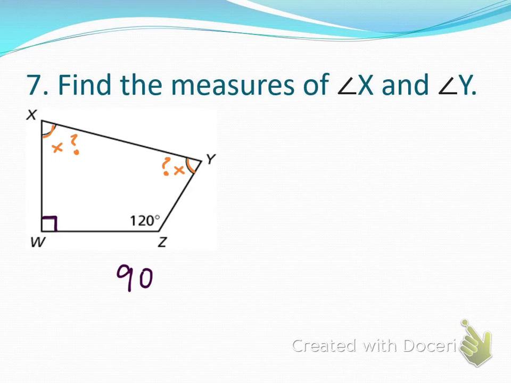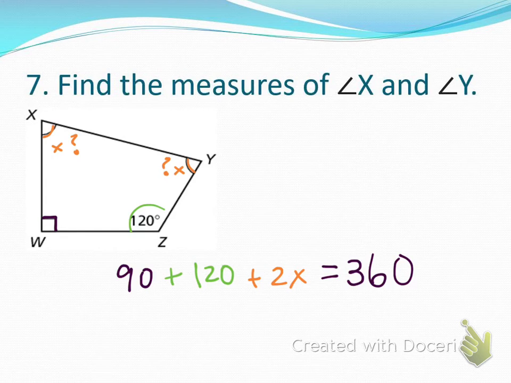So 90, correct, plus 120. You can call them 2x if you want, because x plus x makes 2x, equals 360 degrees. You add them, subtract, then divide by 2. You get x equals 75.